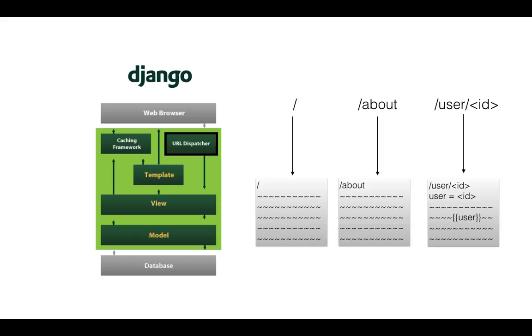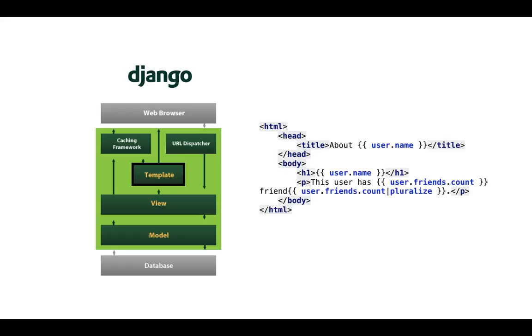Before we take a look at views, we're going to talk about templates and models first, because the view is essentially the bridge between models and templates, and I think it'll make more sense to do it this way. So a template is some HTML code that basically has some blanks in it, some data that needs to be filled in by the view.